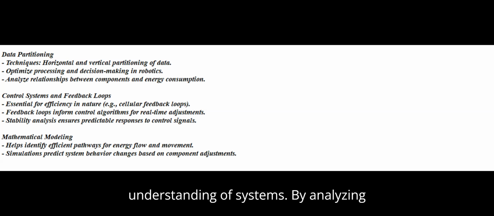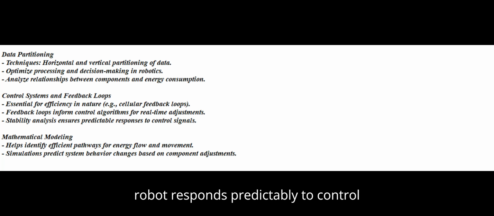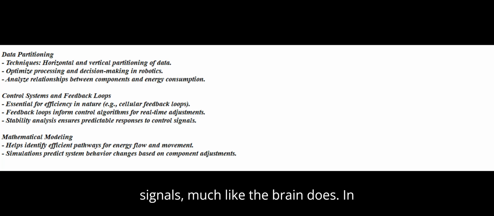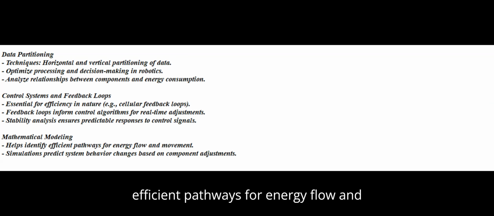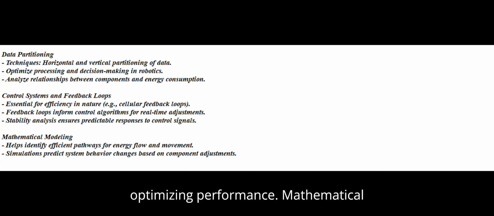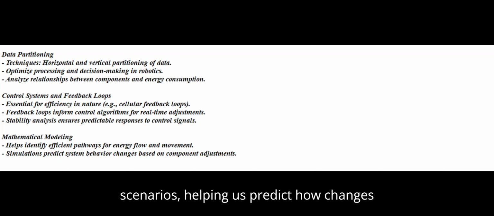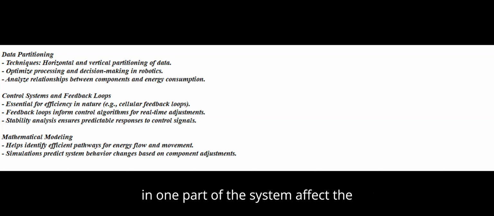We also have stability analysis, which involves calculations using calculus and differential equations. Studying these subjects can significantly enhance your understanding of systems. By analyzing system stability, we ensure that our robot responds predictably to control signals, much like the brain does. In summary, by modeling systems mathematically, we can identify the most efficient pathways for energy flow and movement, minimizing power loss and optimizing performance. Mathematical models allow for simulations of various scenarios, helping us predict how changes in one part of the system affect the whole.